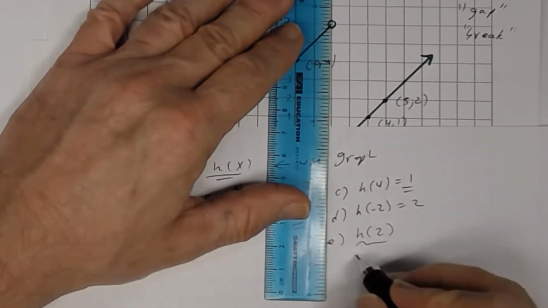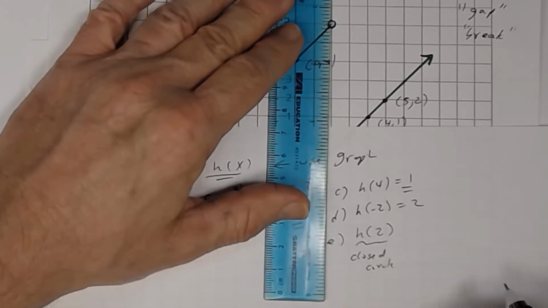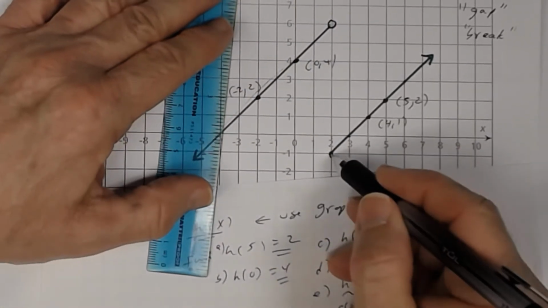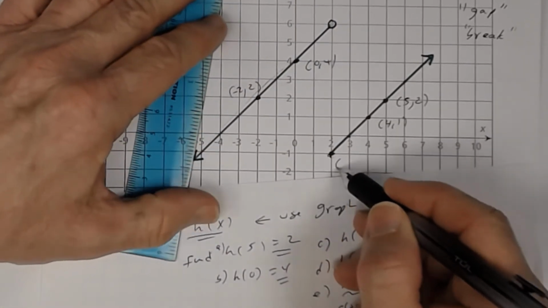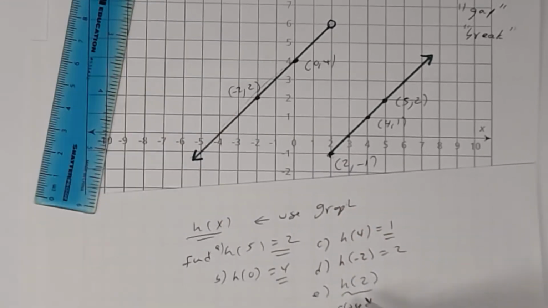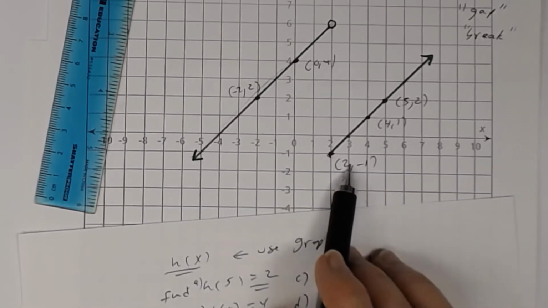If you're going to find h of 2, you have to use the closed circle. So you have to use that point that corresponds to the closed circle. So it's going to be this one here. So that point here will be 2 comma negative 1. So again, what's the y value when x is 2? Well, the y value when x is 2 is negative 1.